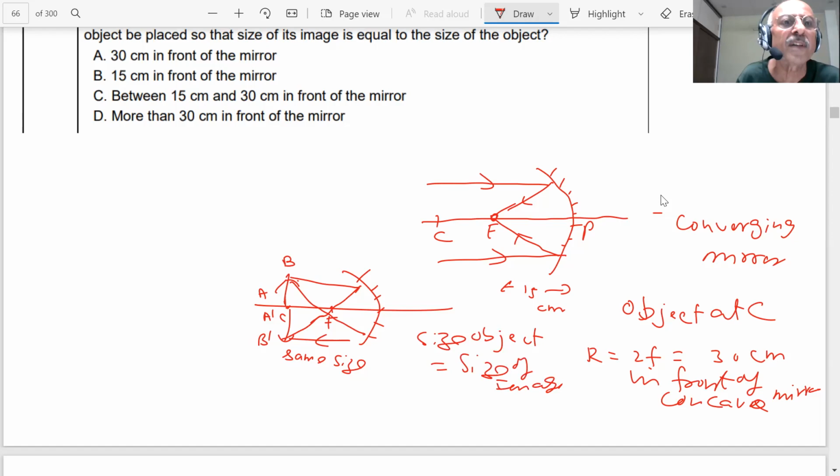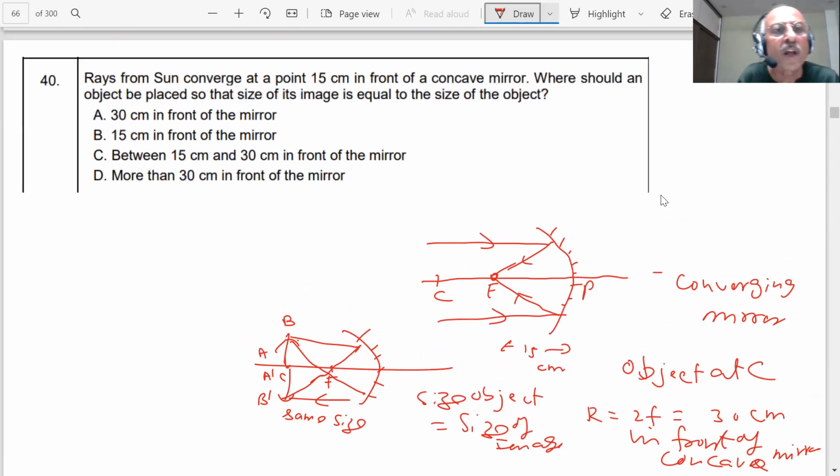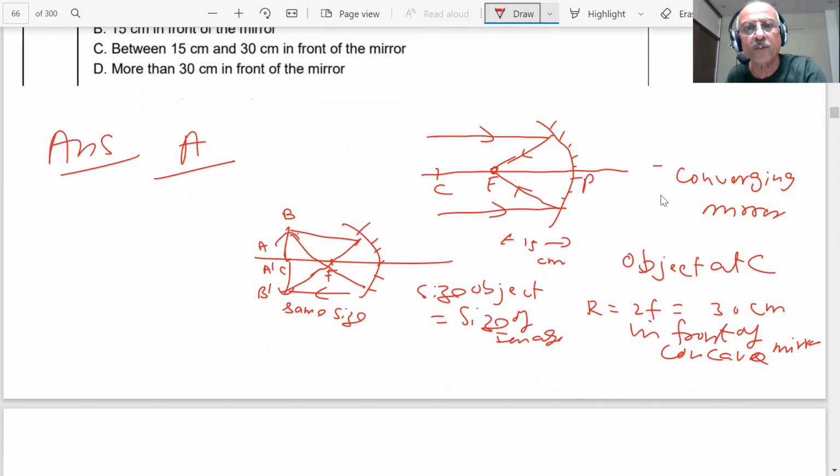So student, what is the correct answer? In this case, 30 centimeter in front of the concave mirror. So which is the correct answer? 30 centimeter from the concave mirror. That is the answer, student: A. Answer is A in this case. Okay, next question.